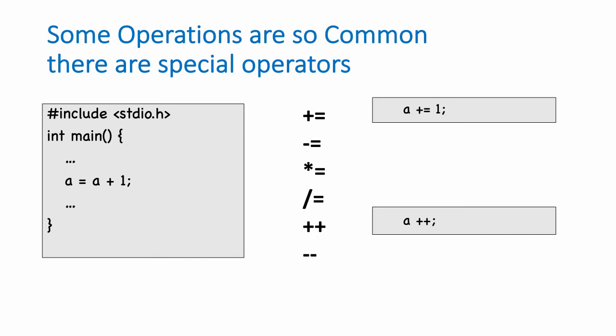Now, some of the operations are so common that there are special operators for them. For example, adding 1 to an integer is very common. So instead of going a equals a plus 1, you can go a plus equals 1. That will have the same effect. And then again, you can also just do a plus plus. It's even easier. Use a plus plus when you're incrementing by 1, and then a plus equals something when you're incrementing by more than 1 is what people typically do.